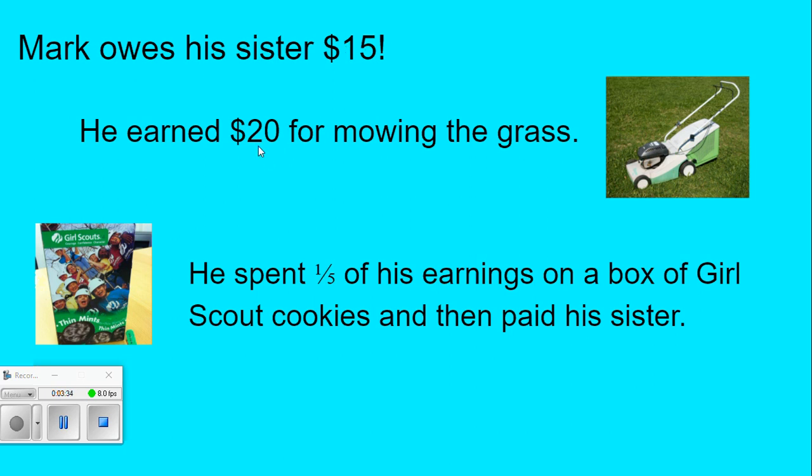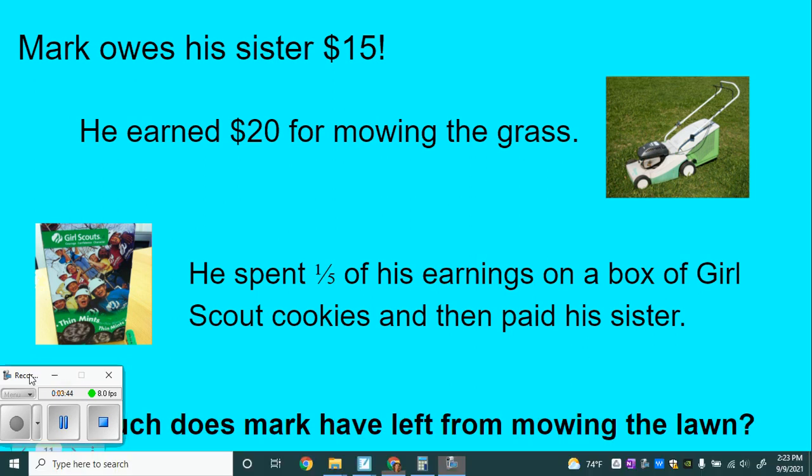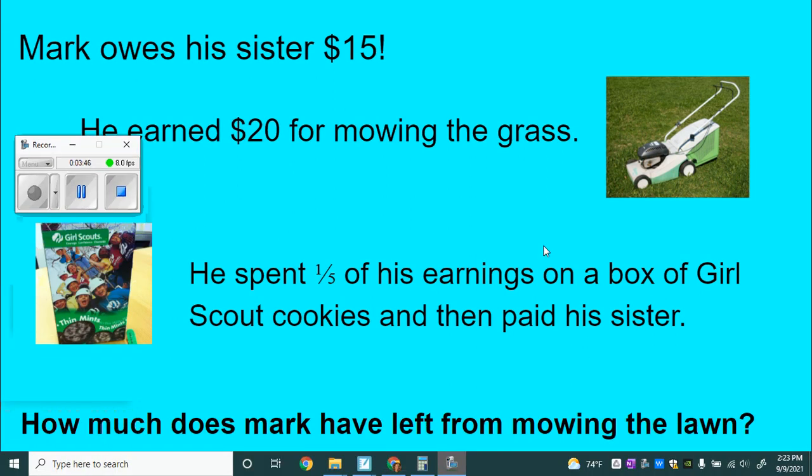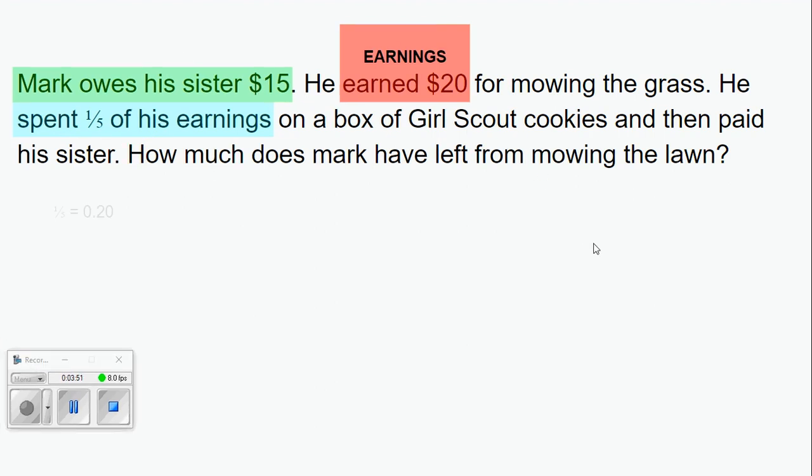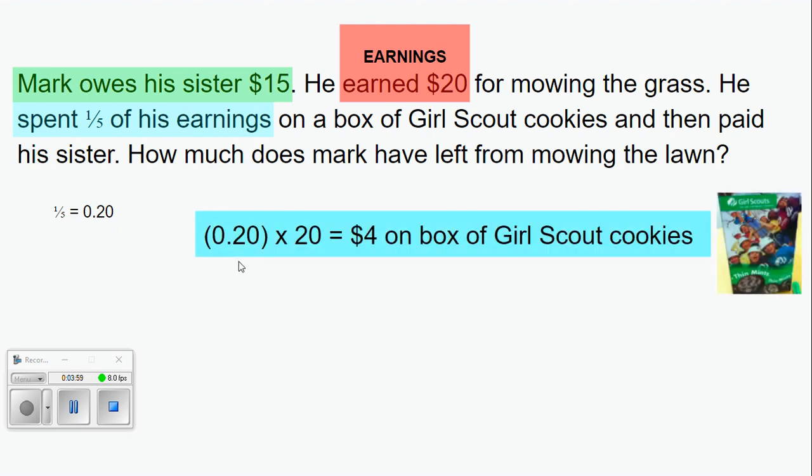Now he got $20 for mowing the grass and decided to treat himself by buying some cookies, and then he was able to pay his sister. All right, so let's take a look at the math, and we want to know how much does Mark have left for mowing the lawn. All right, so here's that problem you guys see in your packet. First thing we're going to do is take a fifth of the earnings, and that was spent on Girl Scout cookies.